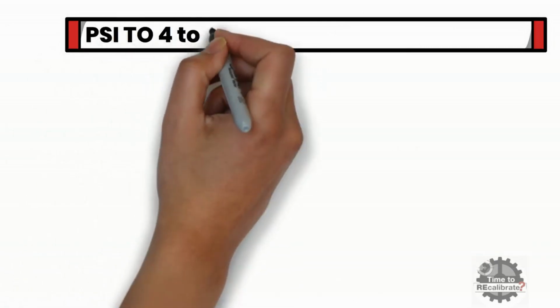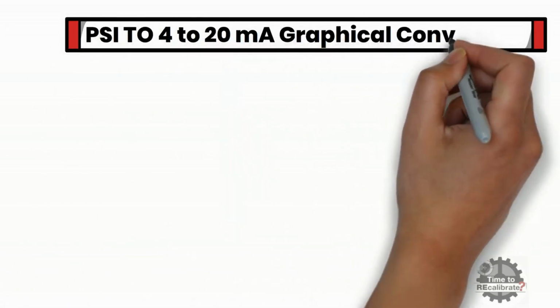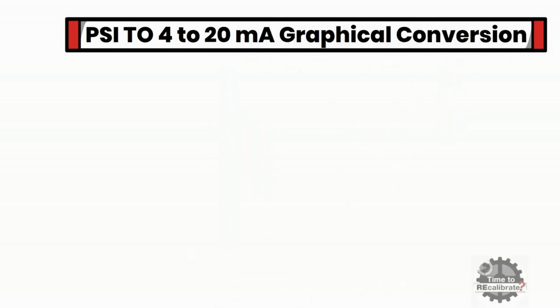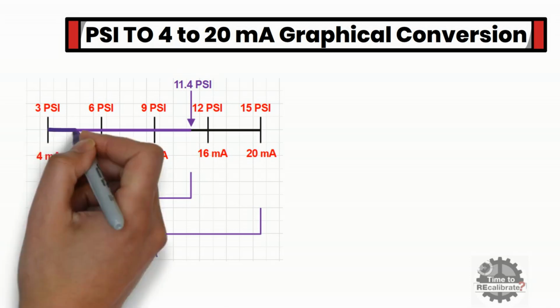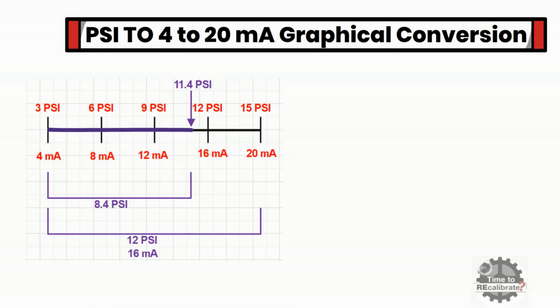Let's take one more example to convert PSI signal into milliamp signal. As you can see in this example, I am going to show how to convert 11.4 pounds per square inch signal into milliamp signal by using graphical calculation method. As you can see from this graph, the thick line is 8.4 pounds per square inch long. It is the distance between 11.4 pounds per square inch and 3 pounds per square inch over the total length of 12 pounds per square inch.